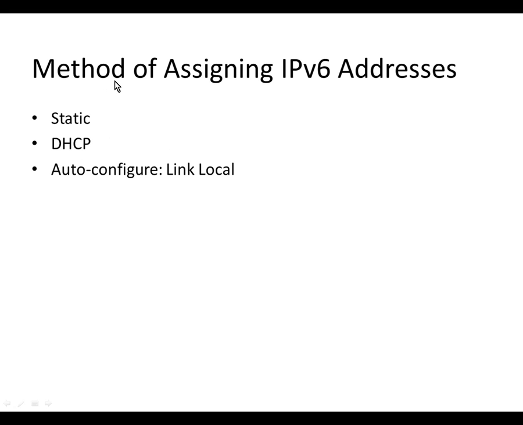So there are three methods of assigning IPv6 addresses: manually, which is also called statically, using DHCP, or if the client can't hit a DHCP server, it can generate its own temporary IP address, and that is called link-local.